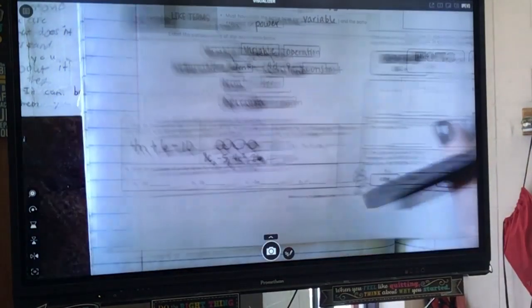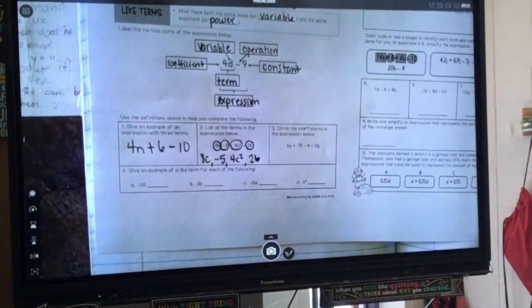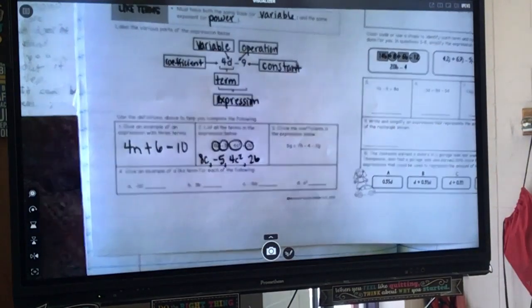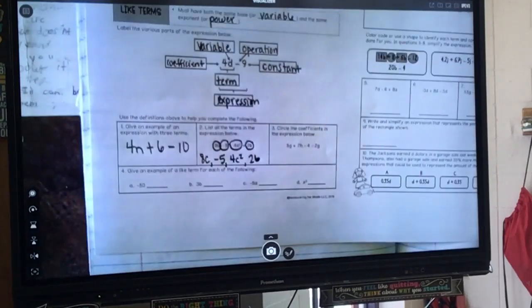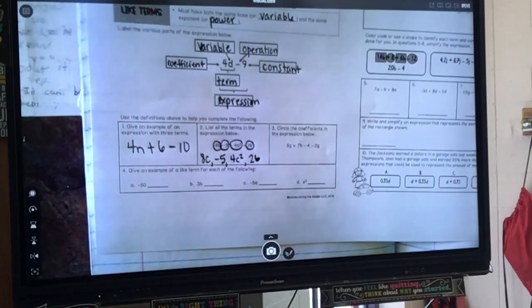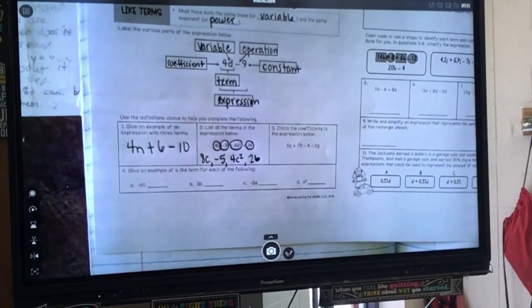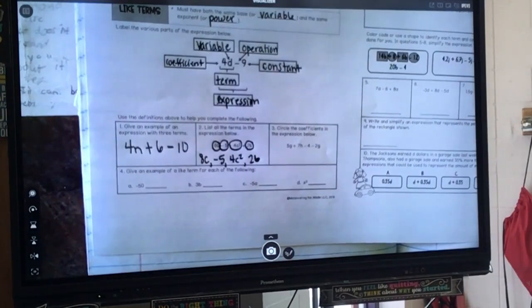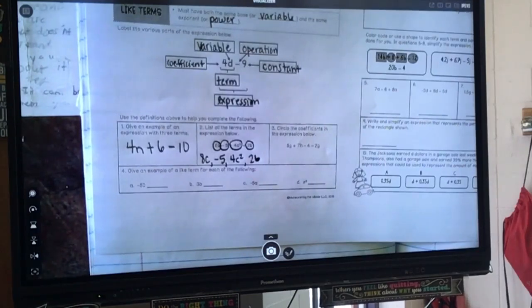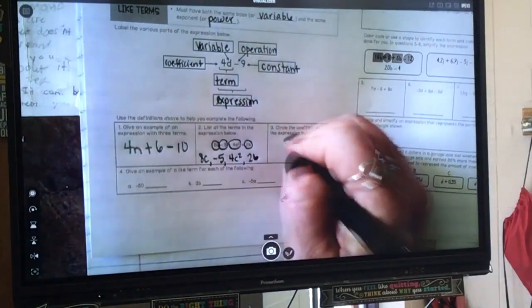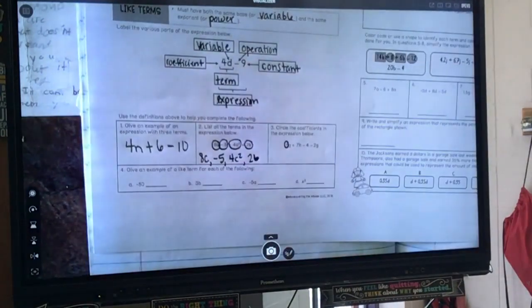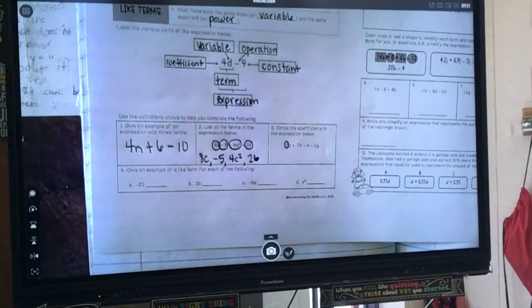Alright, now, C says circle the coefficients in the expression below. So circle all the numbers that go with a variable. What do you need to include with those numbers though? Not the variable, no, the operations. Alright, so the first one, we're circling 5. Raise your hand and tell me, what are we circling next?